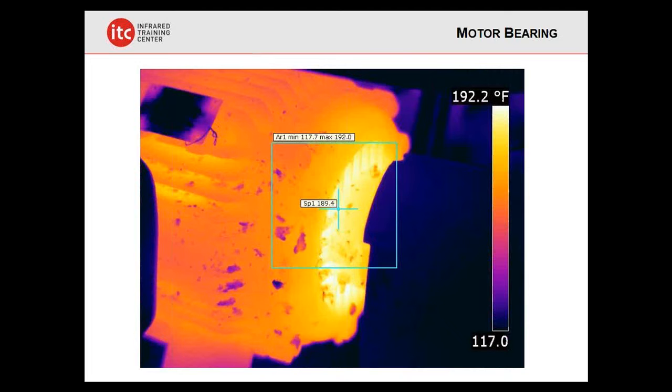Here we have an elevated temperature on a motor bearing. It would be a great thing to listen to with ultrasound, but with infrared, we can now see an elevated temperature, a few degrees above the motor casing, really nothing to be concerned about. But if it's significantly warmer than the outer temperature of that housing, that's something you might want to look at a little more closely.